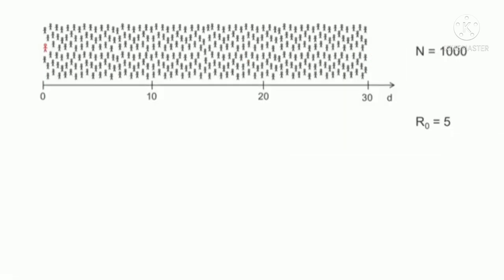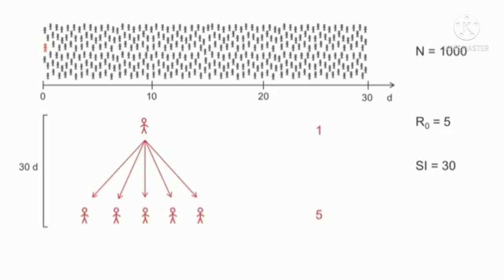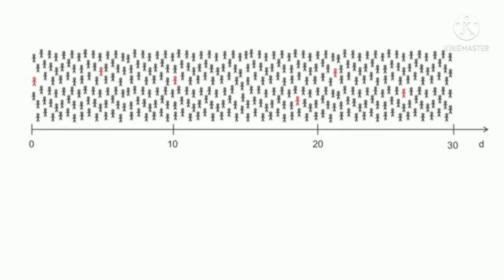Let's take a different serial interval and see what happens. Let's now say that the serial interval is 30 days instead of 10. Now that initial case infects 5 people over the entire month, so we end up with 6 infected cases. So what's the incidence now? 6 cases per 1,000 per 30 days corresponds to 0.2 per 1,000 per day. So you see, changing the serial interval really makes a big difference.